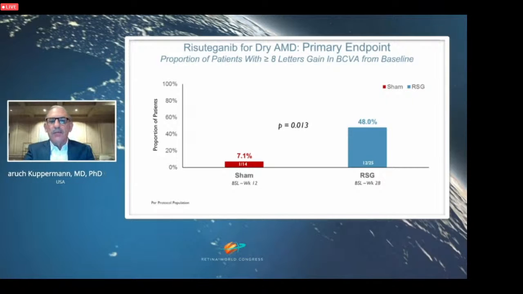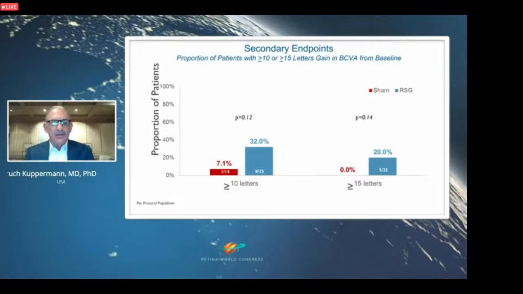If you look at the primary efficacy endpoint, proportion of patients with 8 letters gained, which is impressive already to think that we're gaining 8 letters, 48% of these patients gained 8 letters compared to 7% in the sham group. And if you look at the high standard of the FDA of 15 letters gained, 20% of patients gained 15 letters in the treatment group compared to 0 in the sham group.